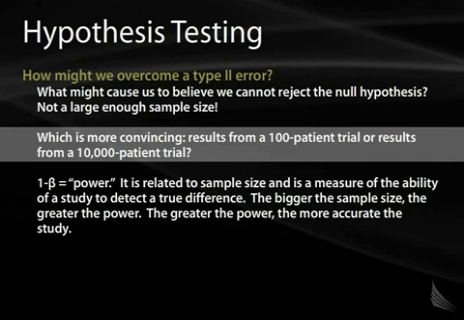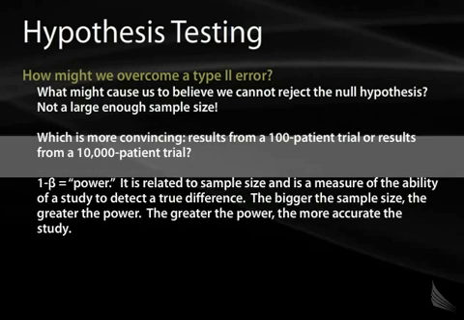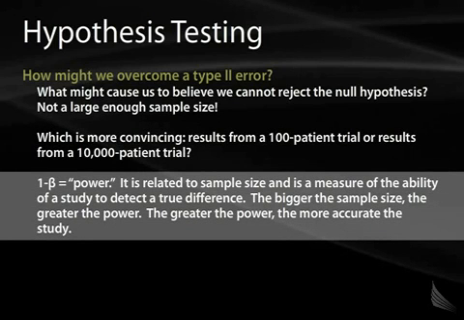Which is more convincing? If you had negative results from a 100 patient trial or negative results from a 10,000 patient trial? The greater the number of subjects or patients in a clinical trial, the greater power you have of detecting a difference between a treatment group and a non-treatment group. So a type 2 error is going to be very much dependent on this sample size in a population.